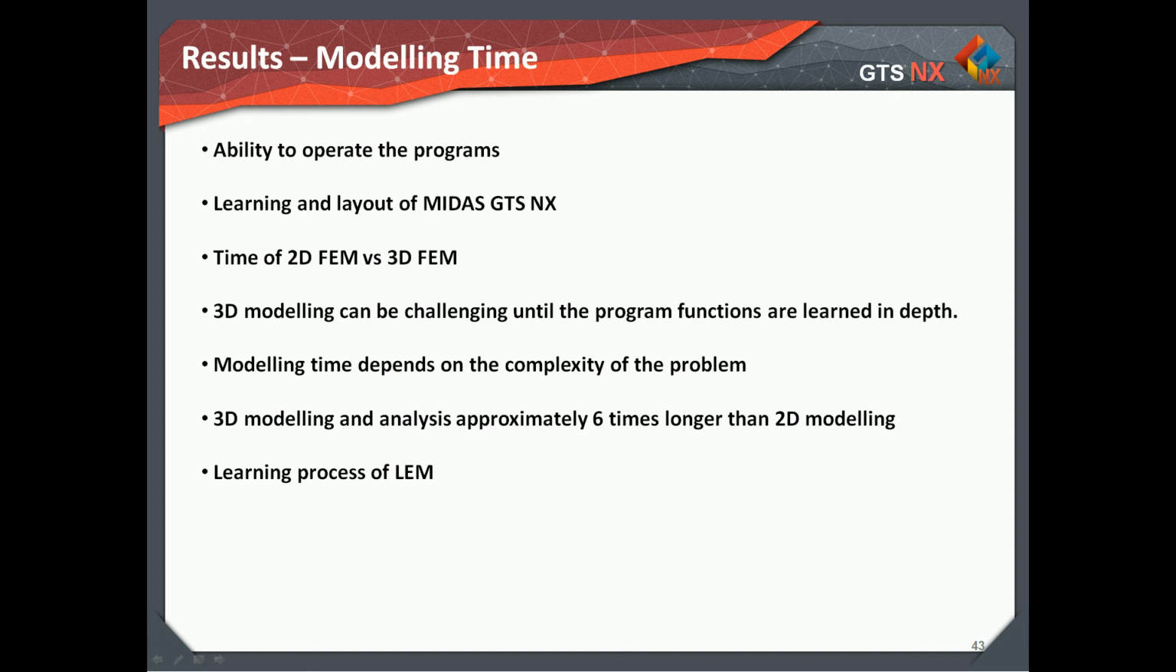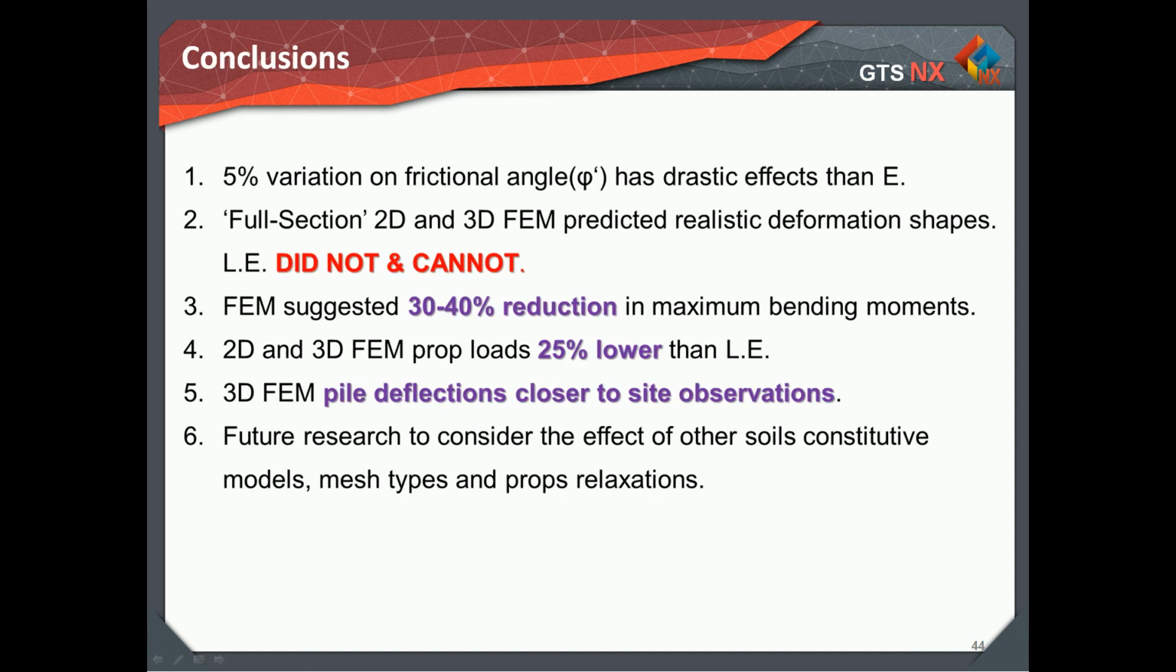During this project, the 3D modeling and analysis took approximately 6 times longer than 2D modeling, including exploring various modeling options. Obviously, the 3D model provides more realistic results than the other methods. In the case of LEM, the limit equilibrium method, the learning process is much more simplified, and assuming all soil parameters are available, one set of analysis can be done in 2 or 3 hours.